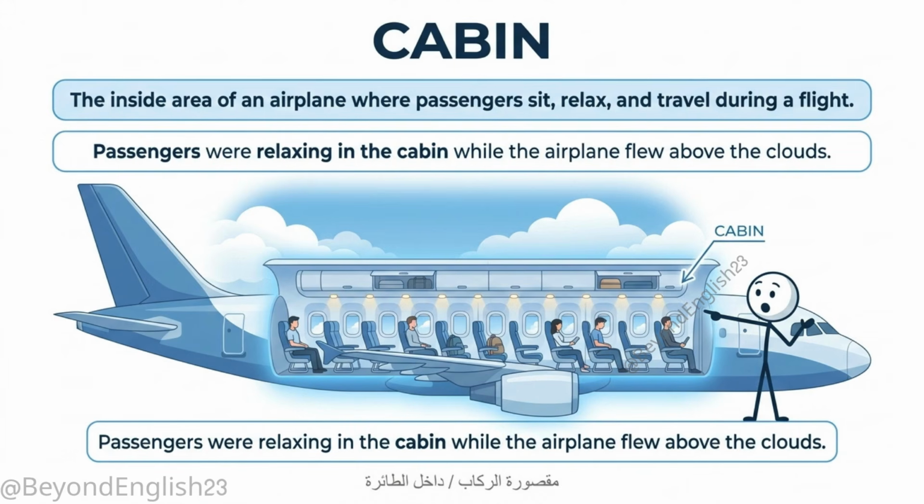2. Cabin. The cabin is the main passenger area inside an airplane where travelers sit during the flight. It includes passenger seats, overhead bins, lighting, and other facilities designed for comfort and safety. Example: the cabin was quiet after all passengers took their seats.